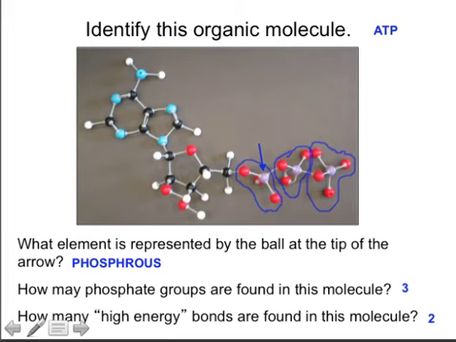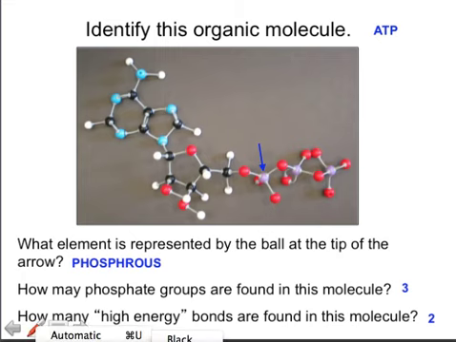Okay, so you might ask, you talked about high energy bonds. Where are the high energy bonds in this molecule? So let me show you where the high energy bonds are located. We'll do them in yellow. So let's circle them in yellow. So this is one high energy bond here, and this is another high energy bond right here. So 3 phosphate groups, 2 high energy bonds, because these guys are pushing off each other so hard.